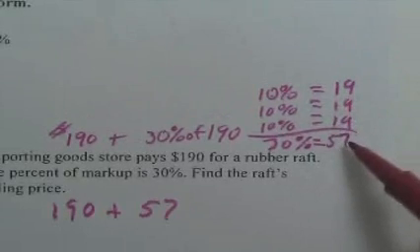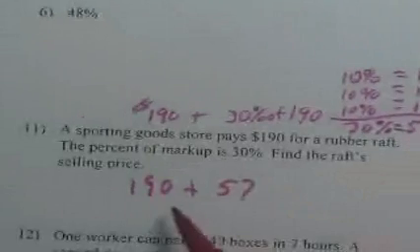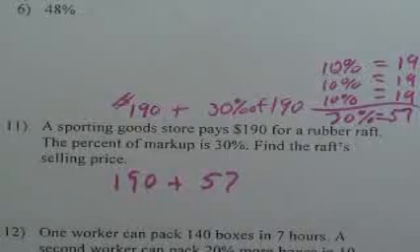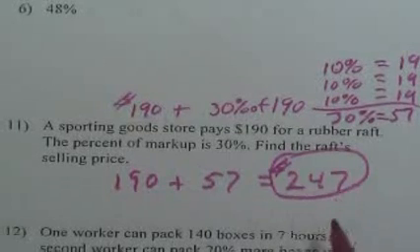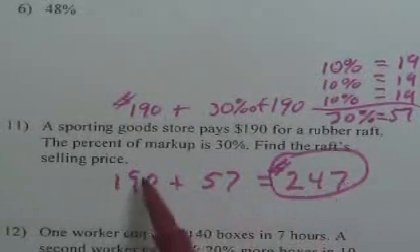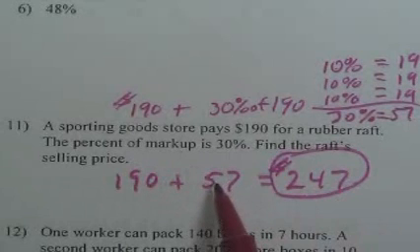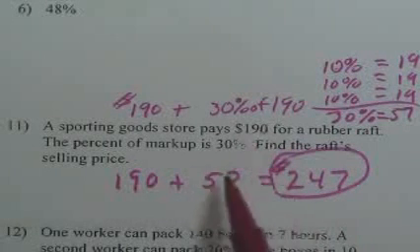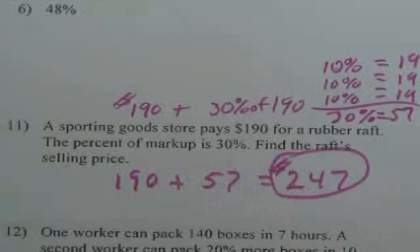And that comes out to 57. So we have 190 plus 57. So that's $247. They start with 190, they raise it up 57 more dollars. That's 30%. And the answer is $247. That's what they sell it for.